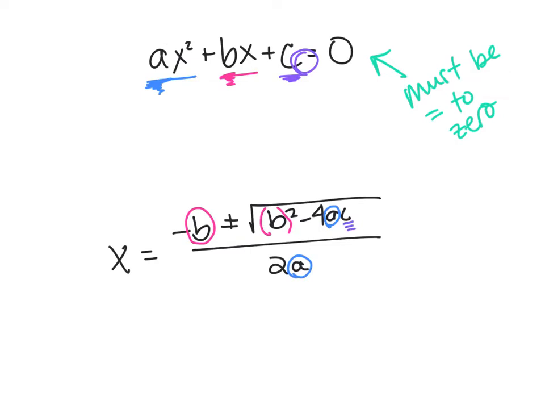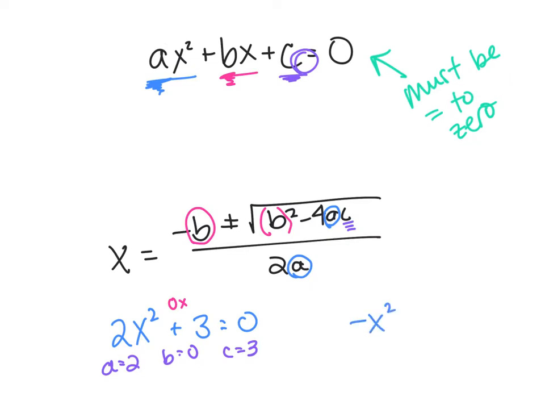So keep in mind, it matters not necessarily the order of the a, b, and c, but what is the coefficient to. So for example, if I had 2x squared plus 3 equals 0. In this case, there's no x term. That means that our b value would be 0, because technically that would be like a 0x in there. So in this case, our a value would be 2, our b value is 0, our c value is 3.